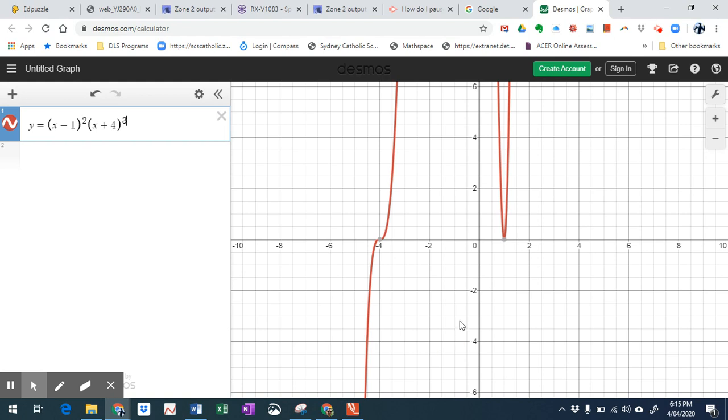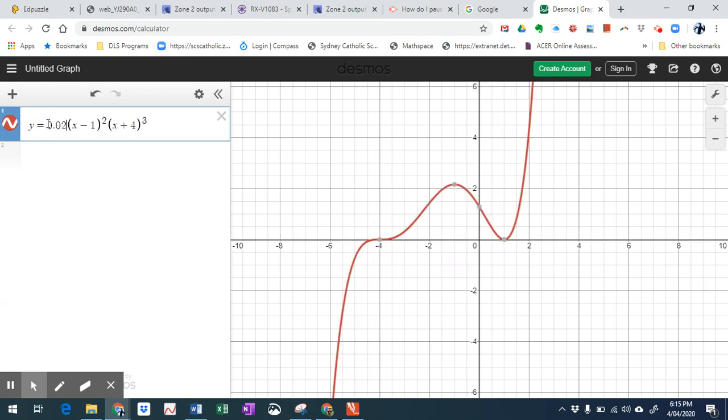So you can see I've got the turning point at x equals 1, and I've got the horizontal part of the polynomial at x equals negative 4. Now if I wanted to squash that down a bit, I could put a really small constant at the front. There we go. That'll do. So that compresses the polynomial. So you can see here I've got a horizontal inflection there and a turning point at x equals 1.